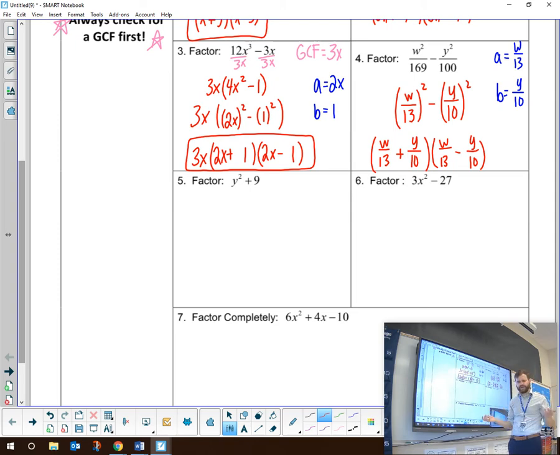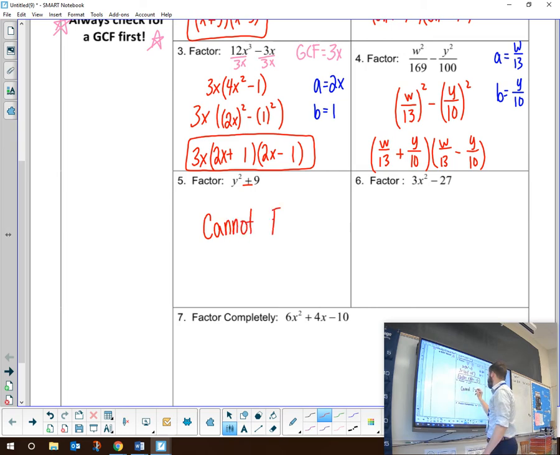And you might be like, Mr. Martin, y squared is a perfect square. 9 is a perfect square. We did this one earlier. Well, remember what I said. It only works if there is a minus. This one has a plus, and so it doesn't actually work. So this one is a cannot factor.